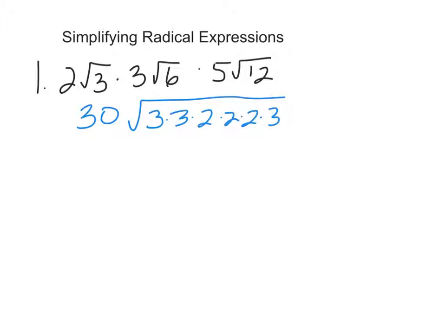Okay, so then just looking at this, square root and square root are inverse operations. This is not in a book anywhere. This is just my notation. Every time I have a double, the square root of 3 squared is 3. The square root of 2 squared is 2. Okay, so I've got 30 times 3 times 2 is 6. So 30 times 6 is 180.